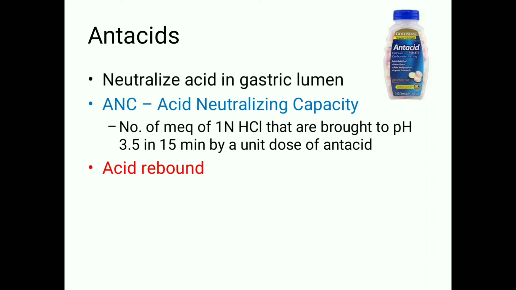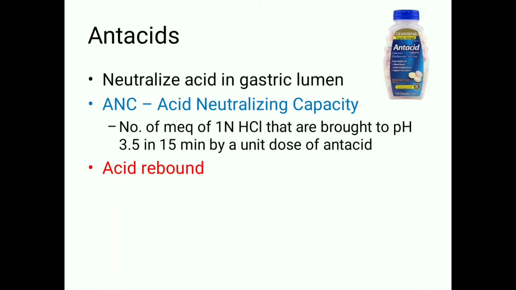Now, how does it occur? When they neutralize the acid, that increases the gastric pH to more than 4. Whenever the pH of the gastric cavity increases to more than 4, it stimulates reflex secretion of gastrin. So more and more gastrin is secreted, which will act by increasing the histamine release, and that will stimulate parietal cells to secrete more acid. So that is known as acid rebound.